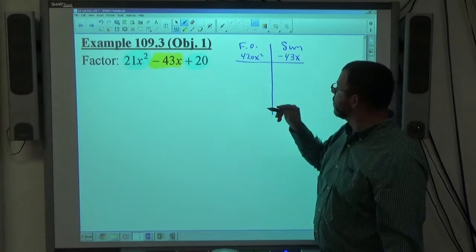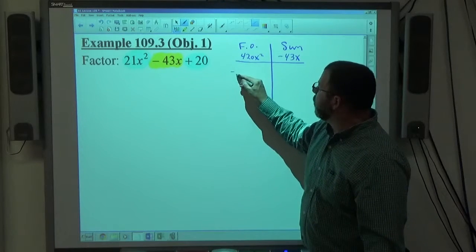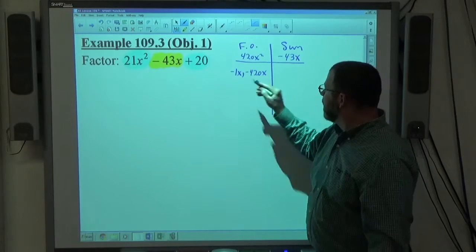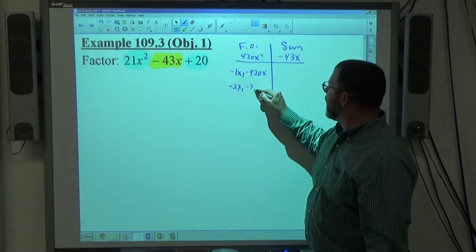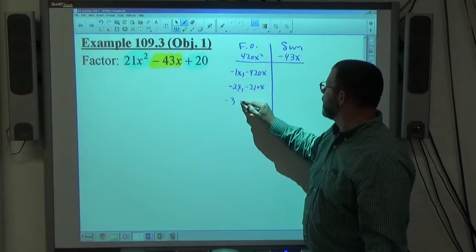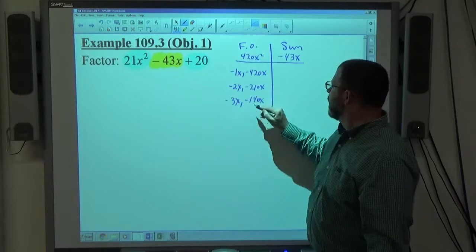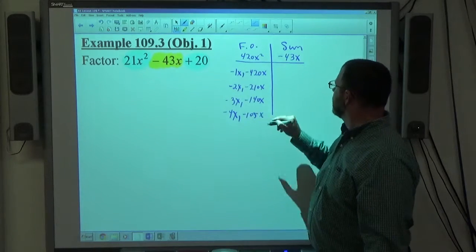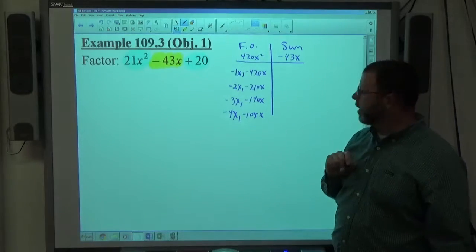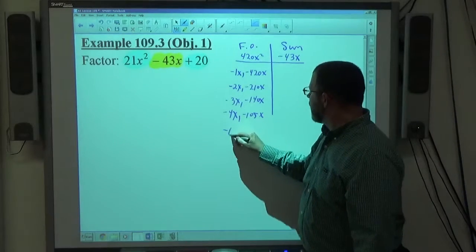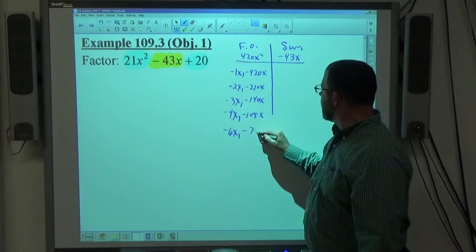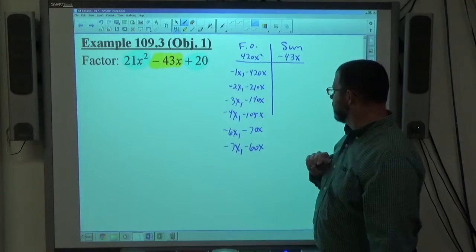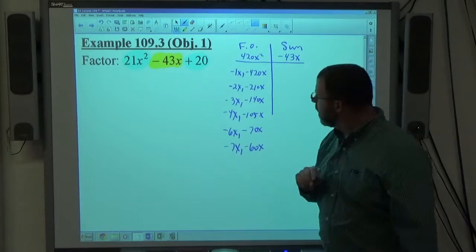No. I don't either. So let's start with 1. Negative 1x times negative 420x. That's not right. Negative 2x and negative 210x. Negative 3x, negative 140x. Negative 4x, negative 105x. None of those look like they make negative 43, right? Keep going. Negative 6x and negative 70x. Negative 7x and negative 60x. Negative 67, getting closer.